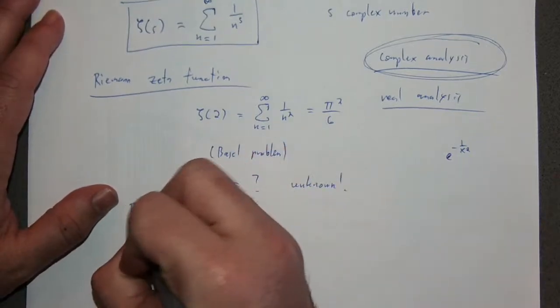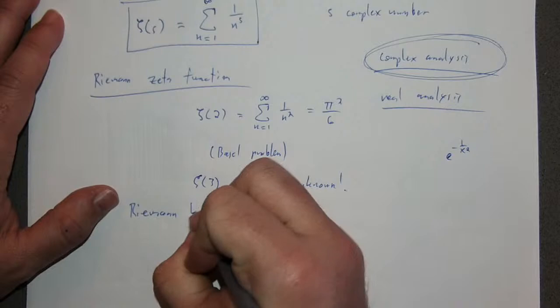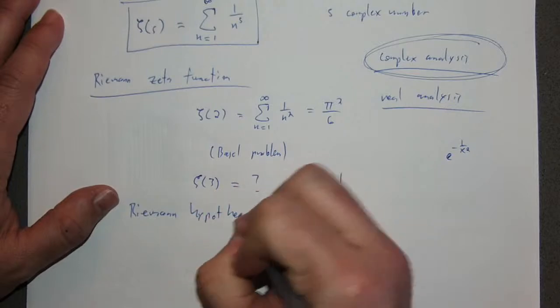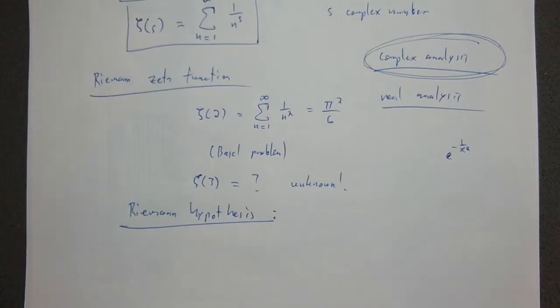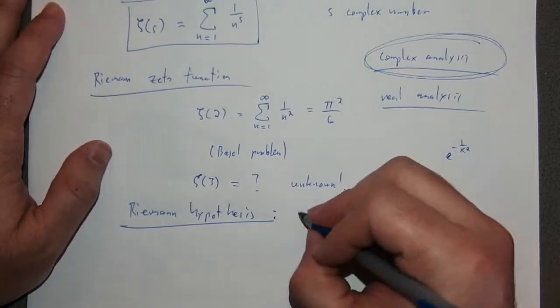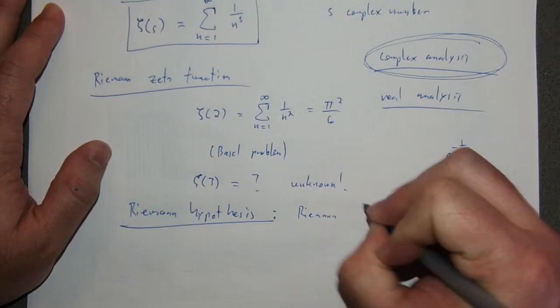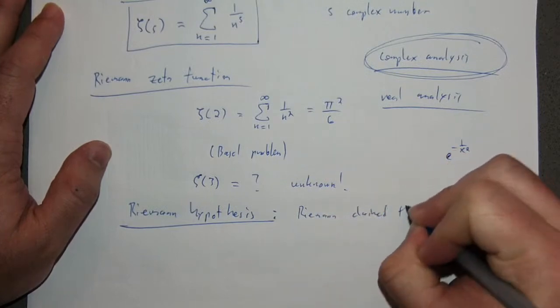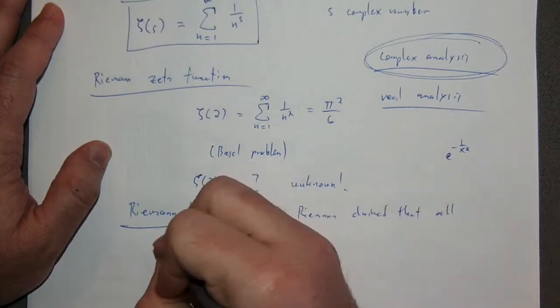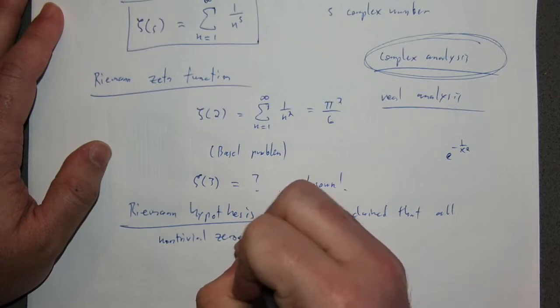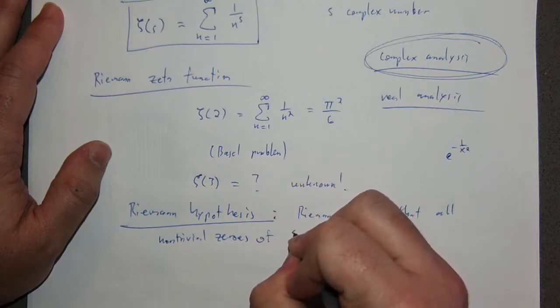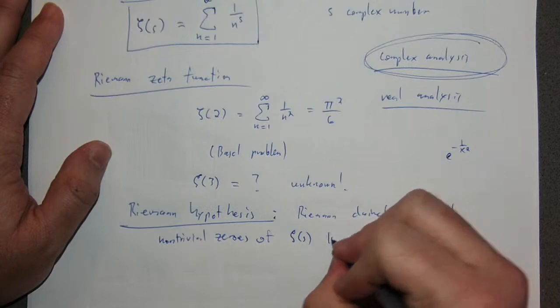There is the Riemann hypothesis, which is a conjecture made by Riemann himself. It's one of the oldest, it might be the oldest open problem in analysis. Almost certainly is. So what's the Riemann hypothesis? Riemann claimed that all non-trivial zeros of the zeta function lie on a certain line.